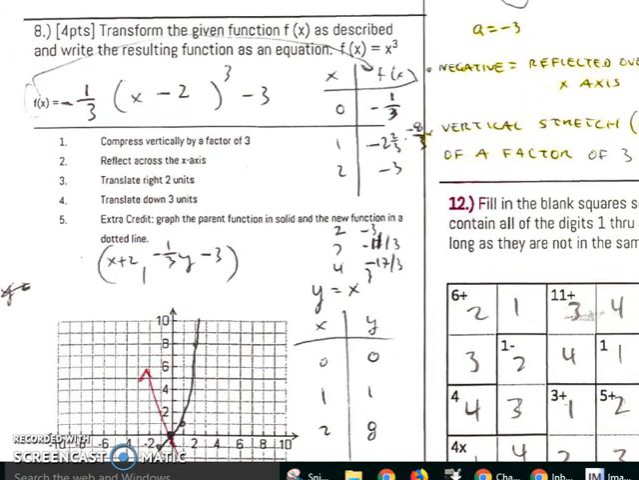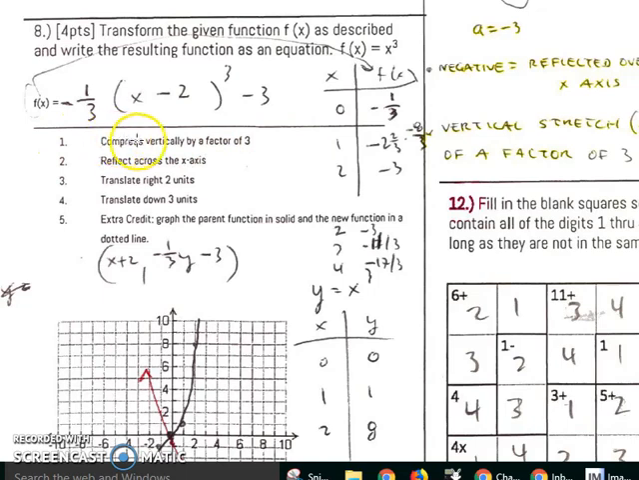Alright, so question number 8 says, transform the given function f of x as described and write the resulting function as an equation. So we're going to transform it, and then we're going to write a function as an equation. So transform it, write an equation. Parent function f of x equals x to the third, so this is a cubic function. It first tells us it wants to compress vertically by a factor of 3. This is your a value.